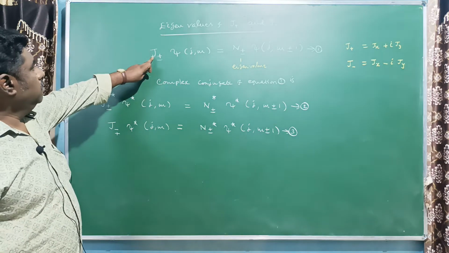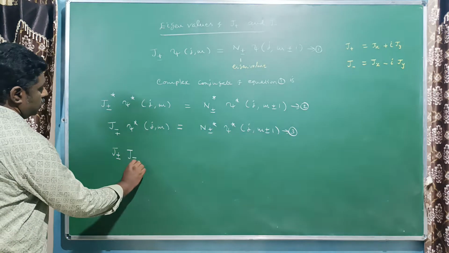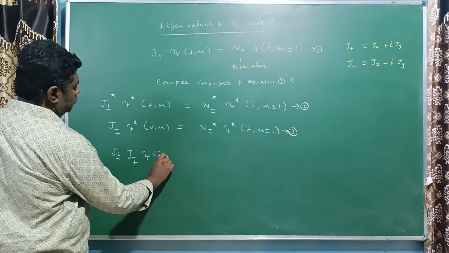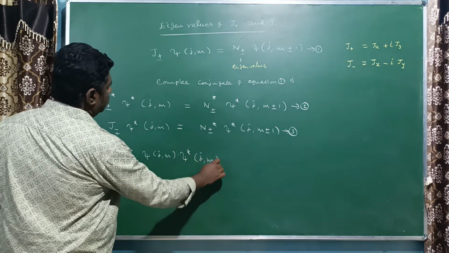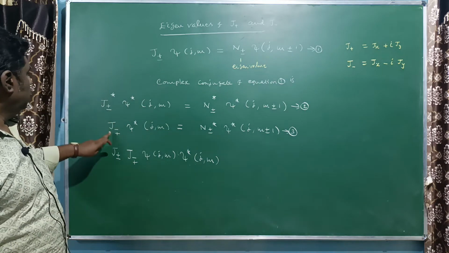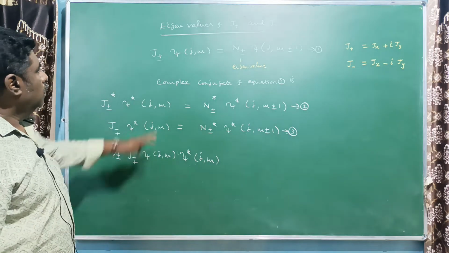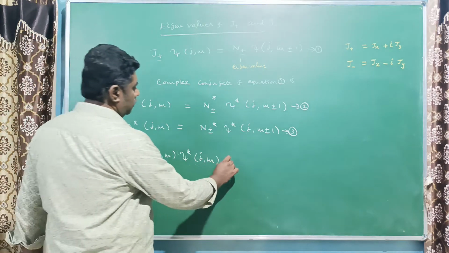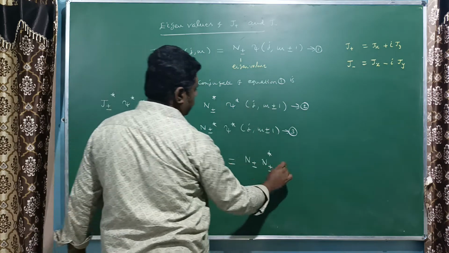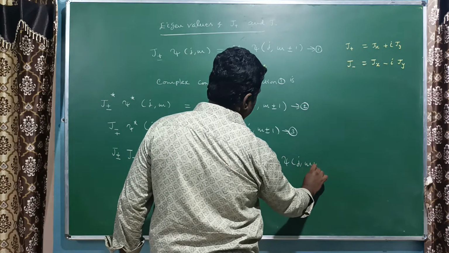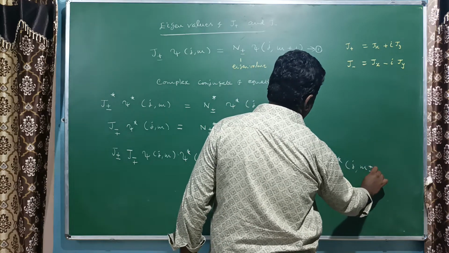Now, multiply equations 1 and 3, we can get J plus or minus into J minus or plus psi of j comma m into psi star of j comma m. This is the left hand side. J plus or minus, then J minus or plus, psi of j comma m, psi star of j comma m. Equation 1 into equation 3. This is equal to N plus or minus into N plus or minus star, then psi of j comma m plus or minus 1 into psi star of j comma m plus or minus 1.